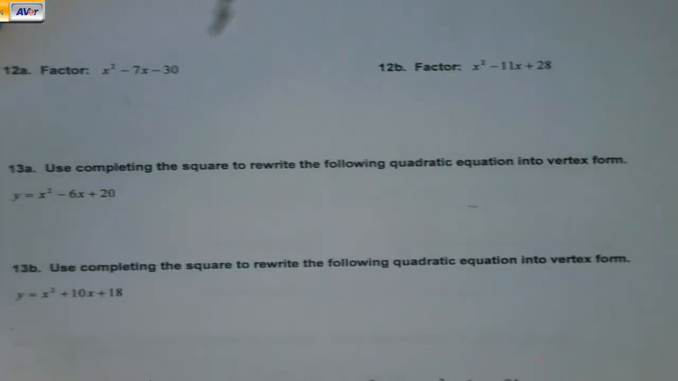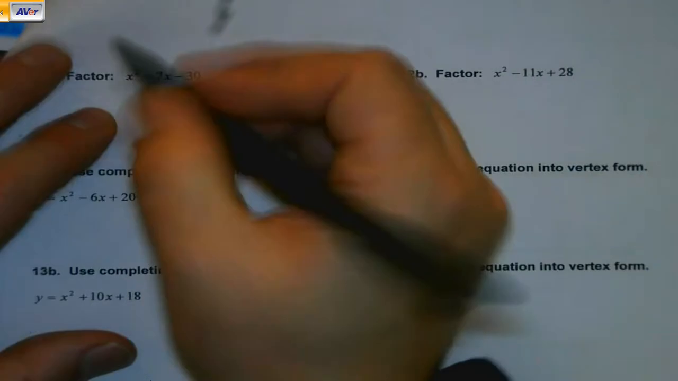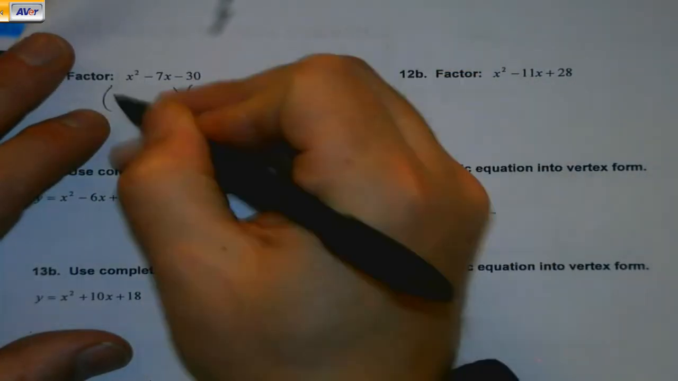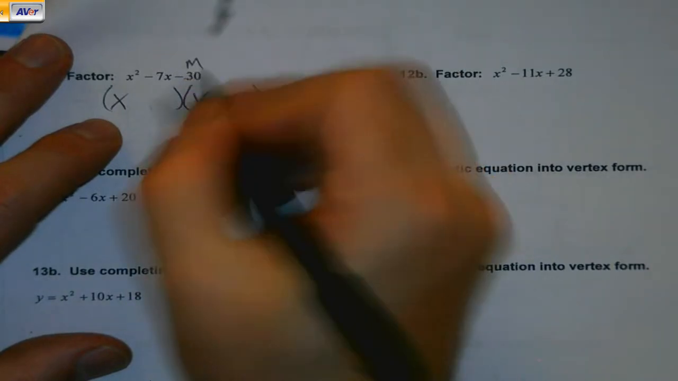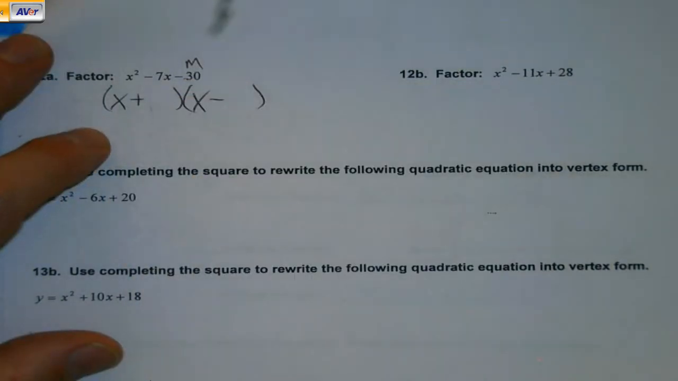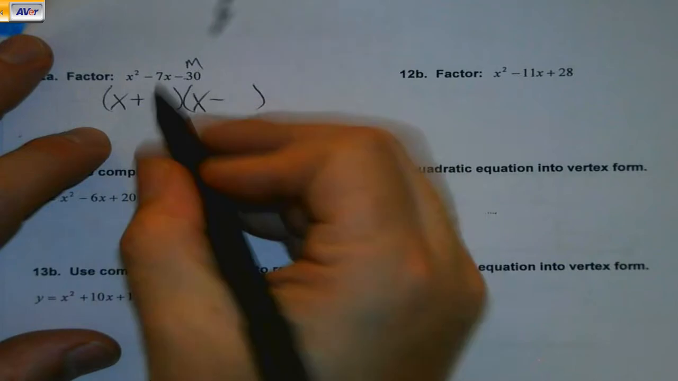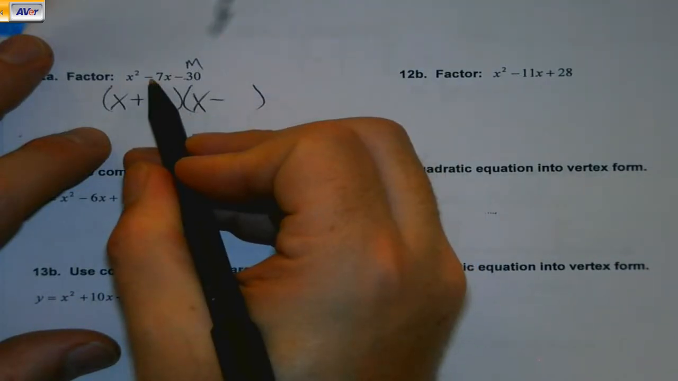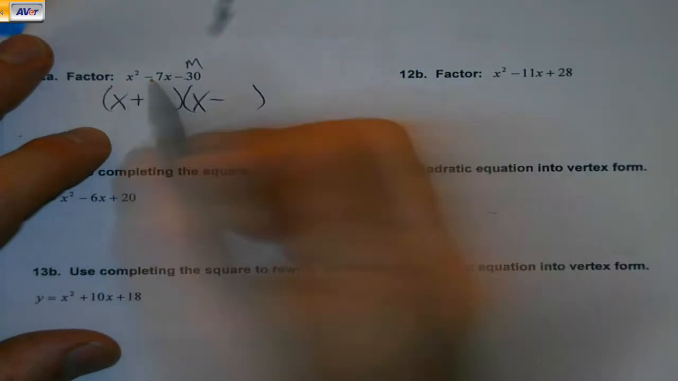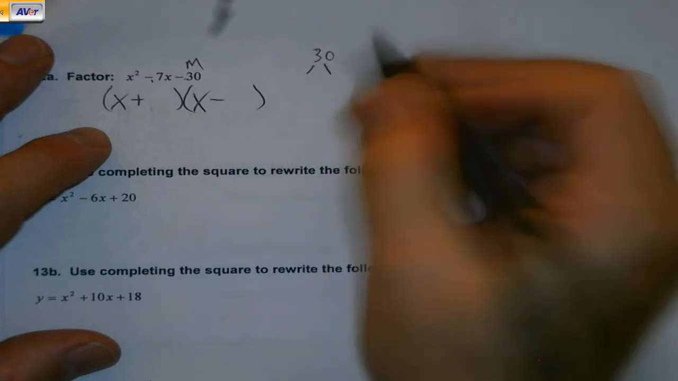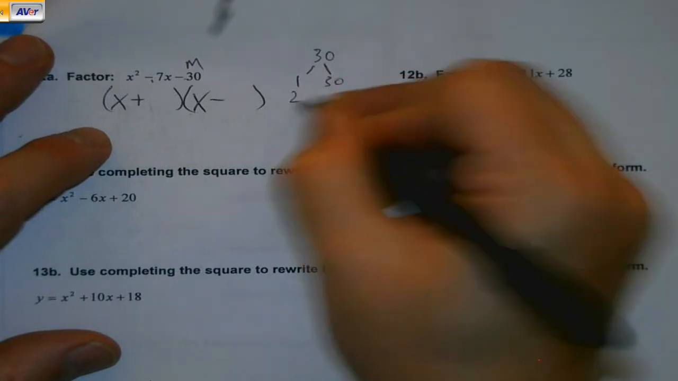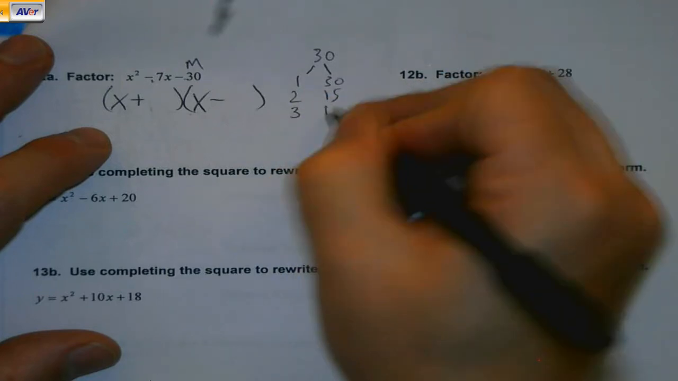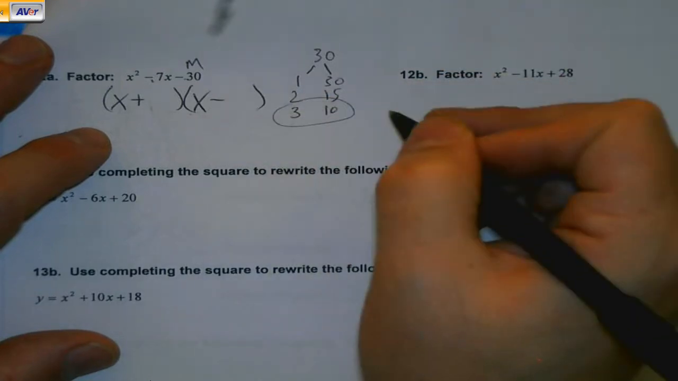Factor. Okay, just diamonds. Nothing bad. Check your signs. My multiply number is negative, which means there's 1 of each. Middle number is negative, which means the bigger number is going to be negative. So 2 numbers that multiply to 30, but that are 7 apart. So if you start kind of dividing in here, 7. What's that?